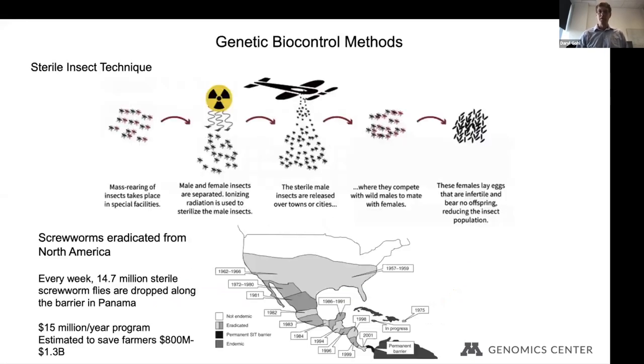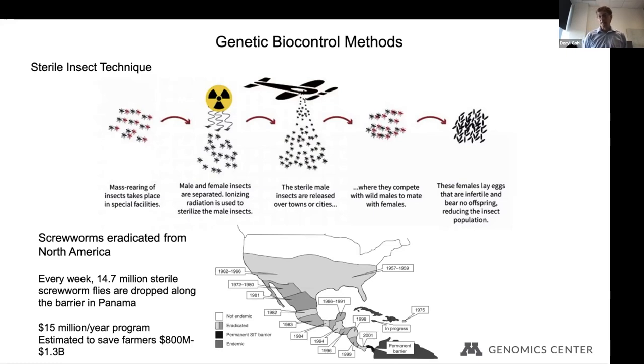So first, the approach. The idea of doing genetic biocontrol, and actually even the application of genetic biocontrol, dates back quite a ways. One particularly successful example of using genetic biocontrol to curb the spread of an undesirable species is this application of the sterile insect technique to control screwworms in the southern United States.